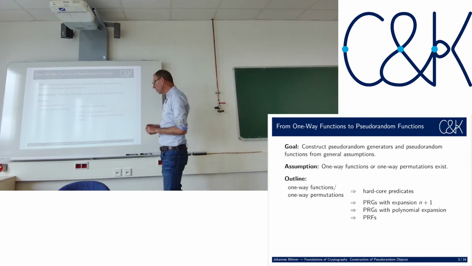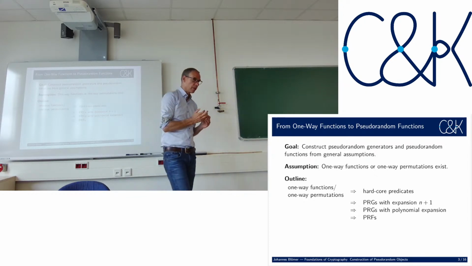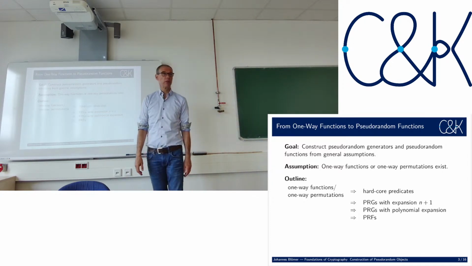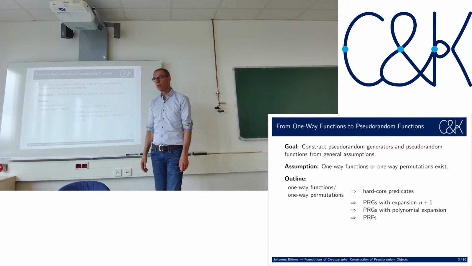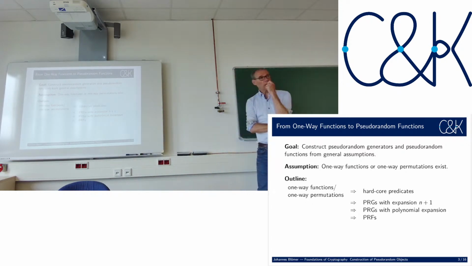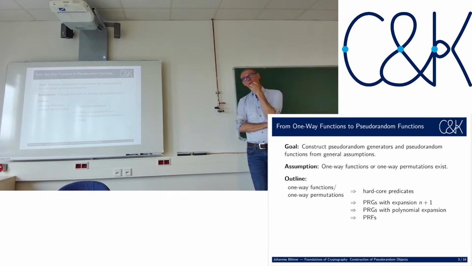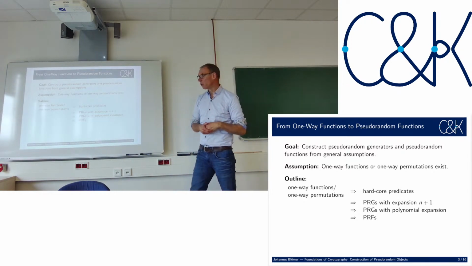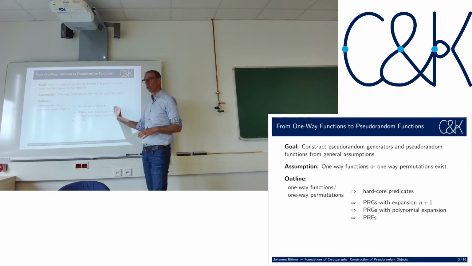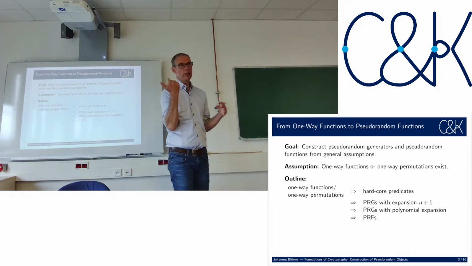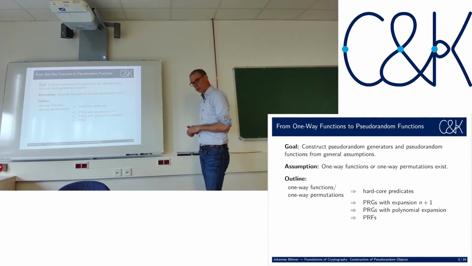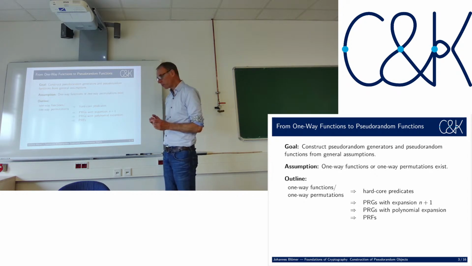And once we have PRGs with polynomial expansion, in fact, PRGs with expansion to 2n suffice, we can construct pseudorandom functions. So pseudorandom functions are not harder to construct than pseudorandom generators. That's somewhat surprising because they seem to be much more powerful, but we can show that from pseudorandom generators we can construct pseudorandom functions. The other direction is immediate. Once you have a pseudorandom function, you have a pseudorandom generator. Okay, so that's not such a big deal.